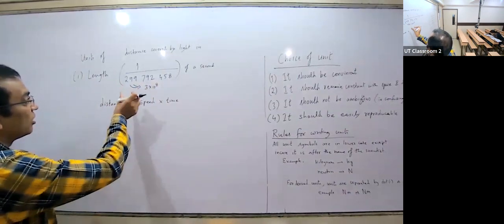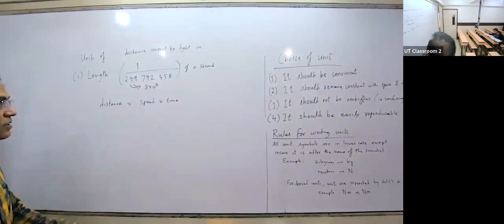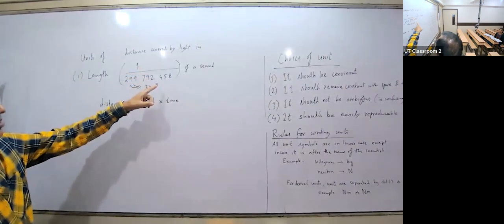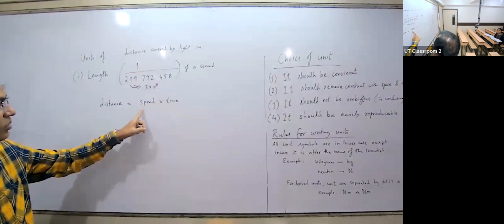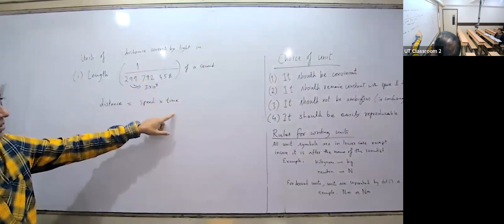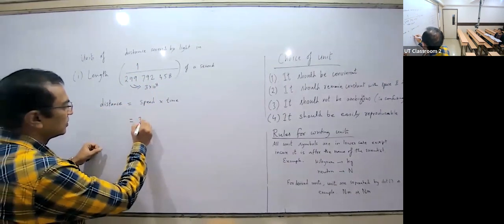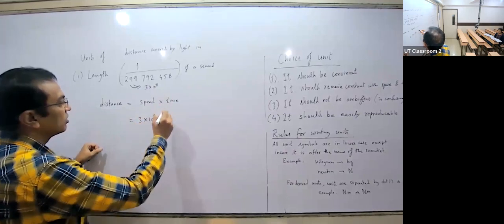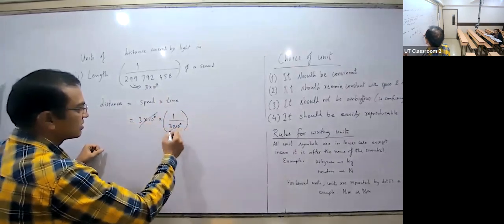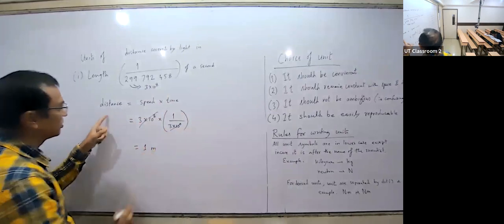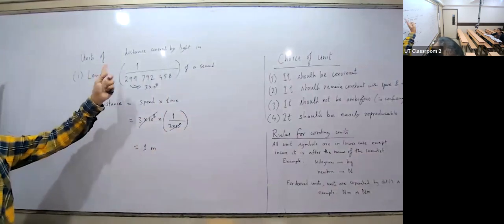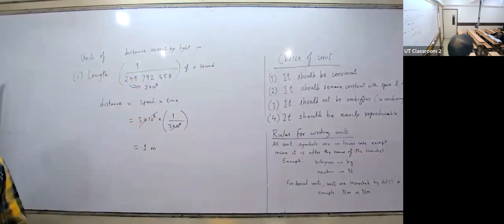So how much distance does the light travel in this much fraction? If I substitute 1 by t into t, then you'll get 1 meter. How much is time? This much. So speed of light is 3 into 10 raised to 8, into how much is time? 1 by 3 into 10 raised to 8. So this gets cancelled, and this is what you get as 1 meter. So this is distance. So how much is 1 meter? Distance traveled by light in this much time. Clear?